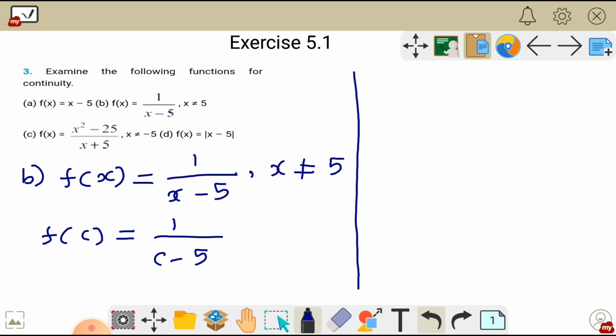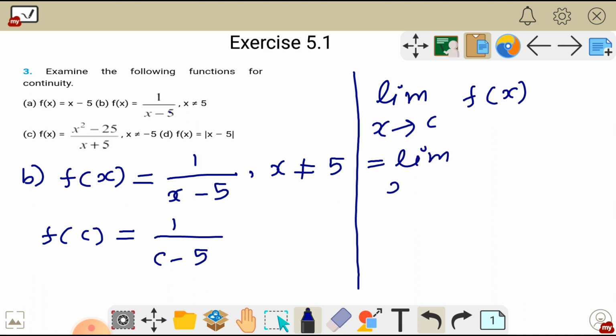Now limit x tends to C, what will we get? Limit x tends to C of f of x is equal to limit x tends to C of 1 upon x minus 5, which is equal to 1 upon C minus 5. Keep in mind that C is not equal to 5 because 5 is not from the domain of f, and we have taken C from the domain of f.